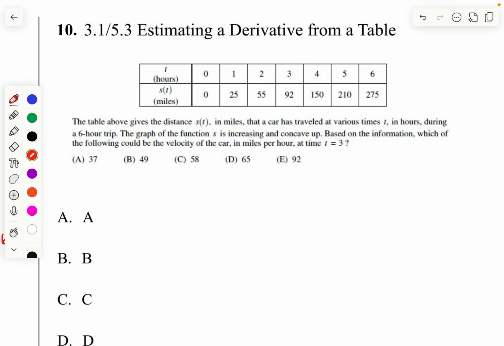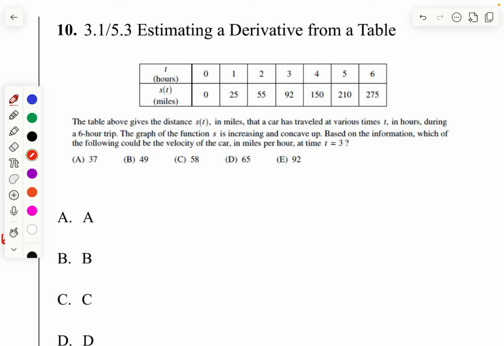The problem says the table above gives the distance s of t, in miles, that a car travels at various times t, in hours, during a 6-hour trip. The graph of the function s is increasing and concave up. Based on the information, which of the following could be the velocity of the car in miles per hour at time t equals 3?